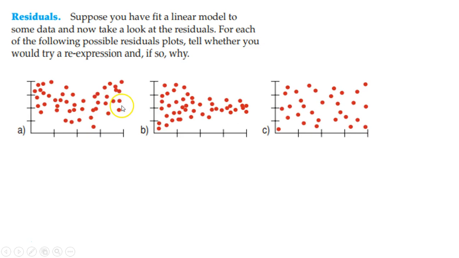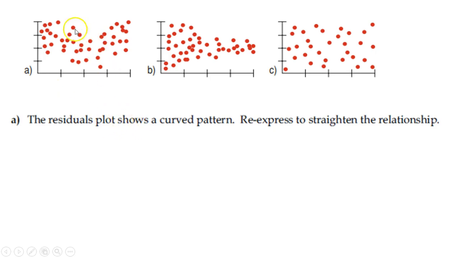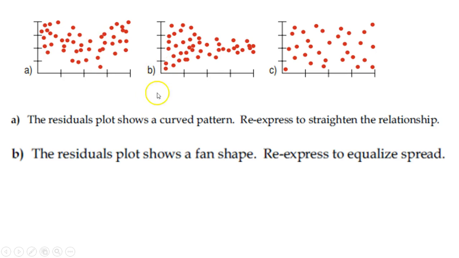So same types of problems. Now look at these. To me, this one looks more scattered, like there's no pattern. This one is fanned the other way, so I would definitely try to maybe log the x or log the y. And this one even has a slight bend to it. It says that this residual plot shows a curve, so re-express it to straighten it out, maybe by doing the logs.